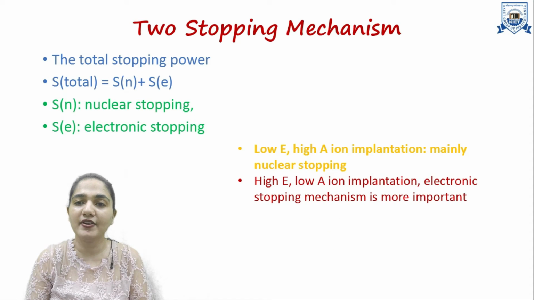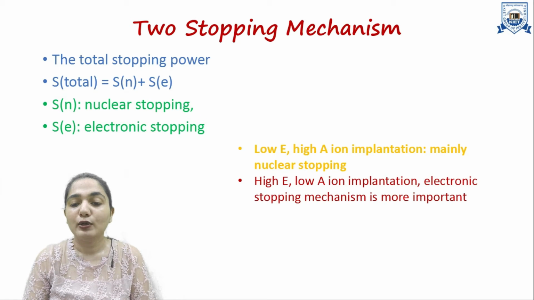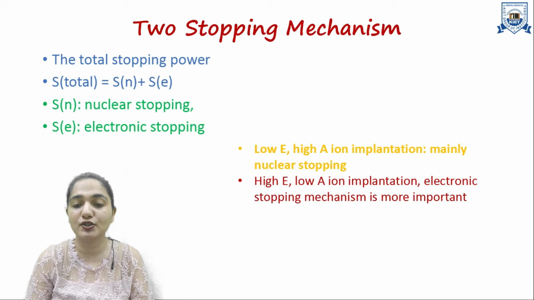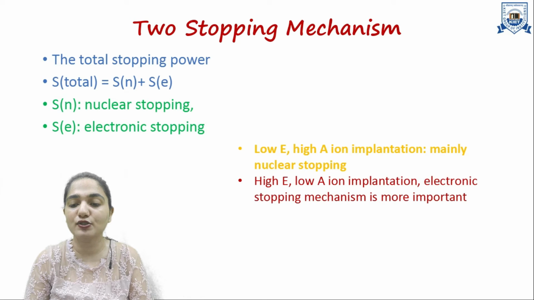So the total stopping power will be the summation of nuclear stopping power plus electronic stopping power. The nuclear stopping power is represented by Sn, and the electronic stopping power is represented by Se. So S total will be Sn plus Se. Now if I have low energy and a high atom, which denotes the size of the atom, in the ion implantation process, then we will mainly have nuclear stopping. Whenever we have a large atom size, nuclear stopping will be there, but only in the case of low energy. If we have high energy and a small atom size, then the electronic stopping mechanism is more prominent.